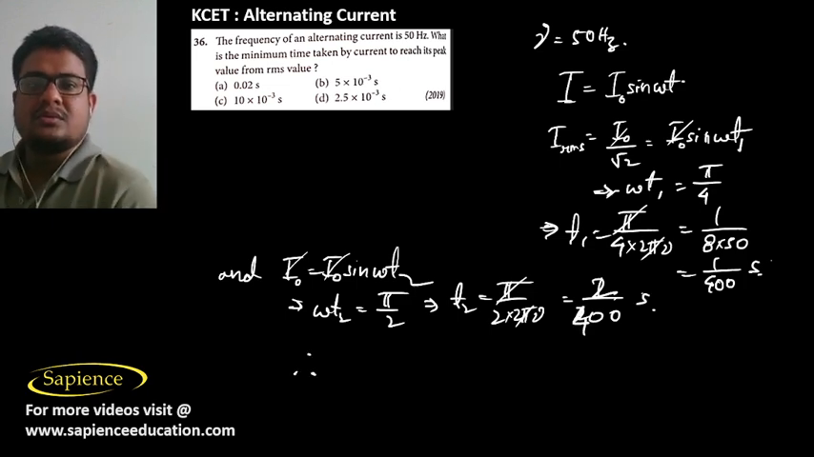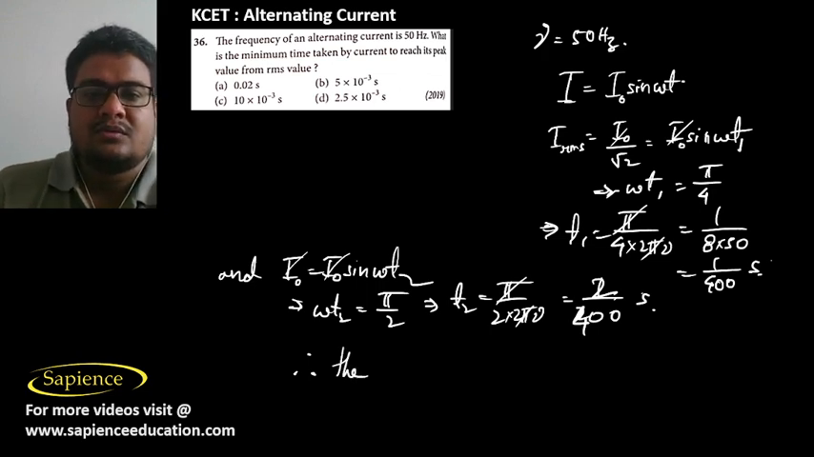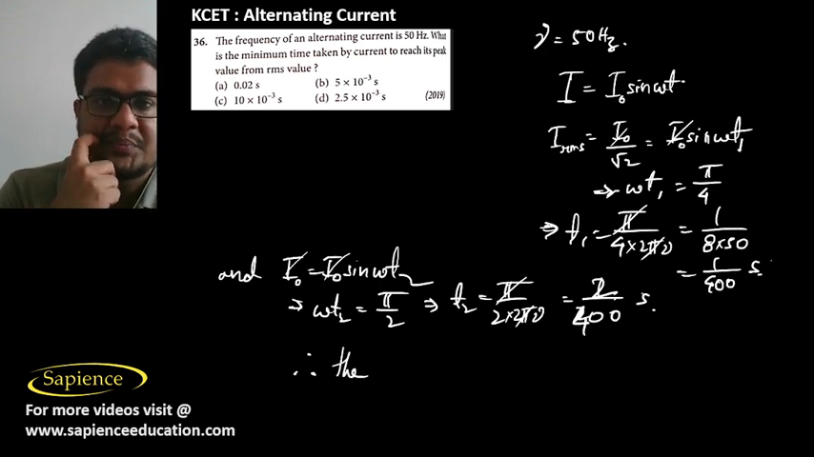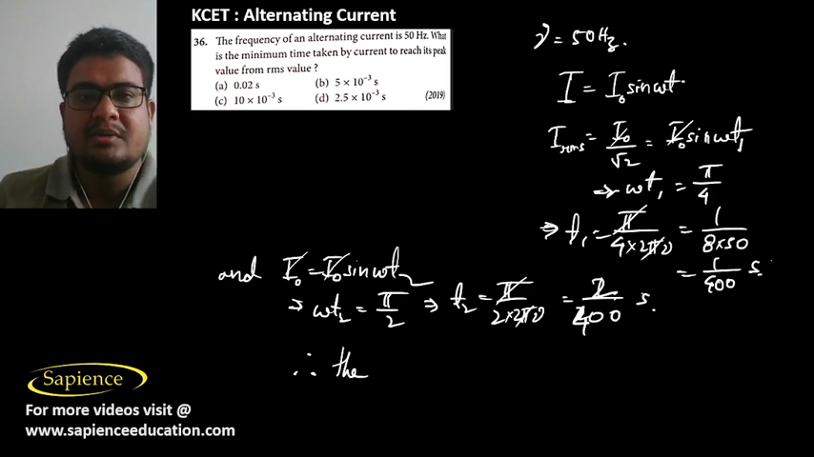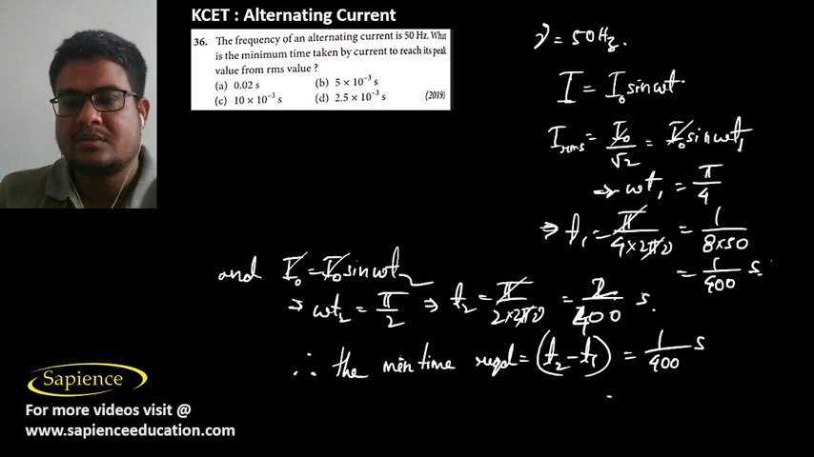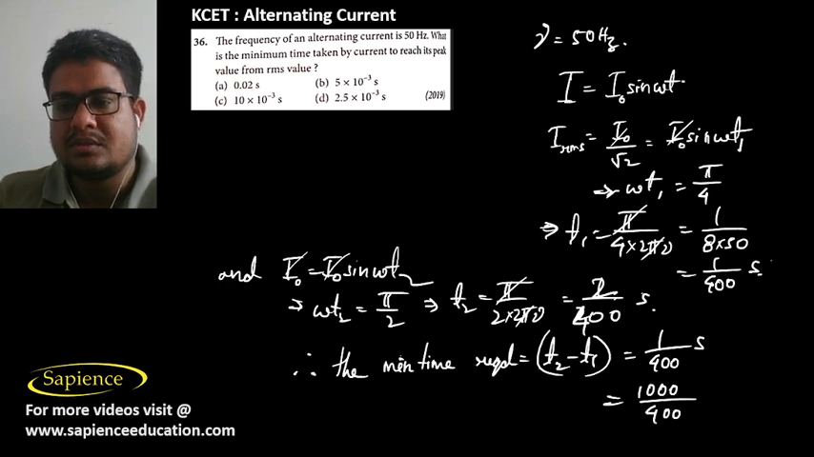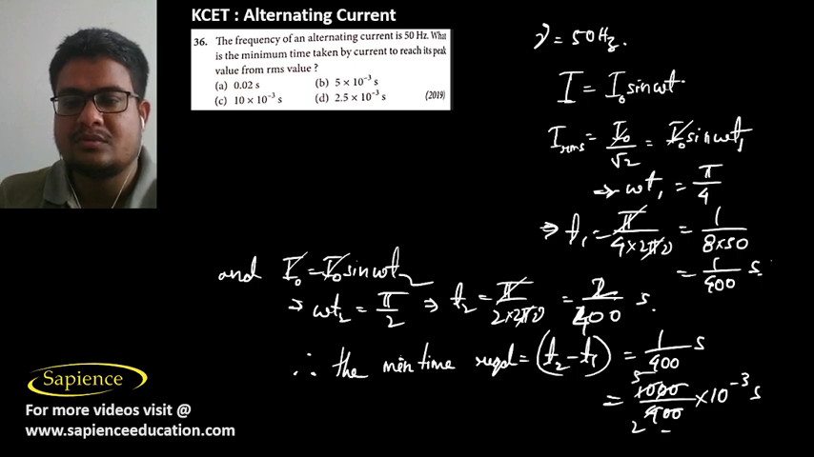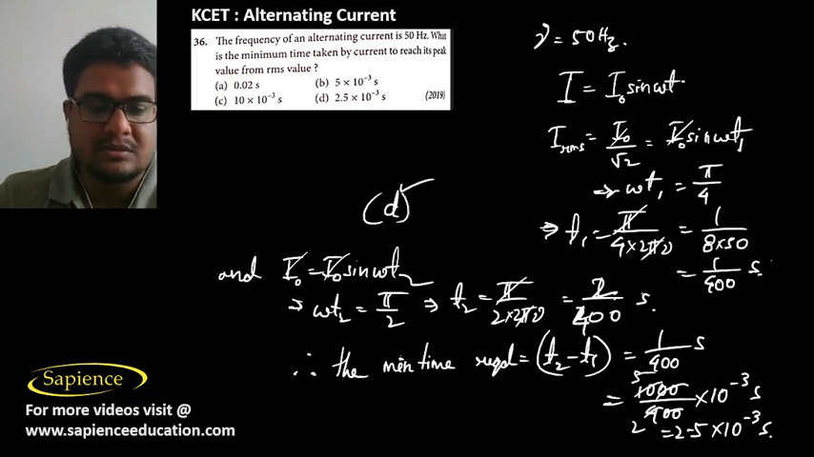Therefore the minimum time taken by the current to reach its peak, that is the minimum time required, will be equal to T2 minus T1, equal to 1 by 400 seconds. This we can write as 1000 by 400 into 10 power minus 4 seconds. So this will be 2.5 into 10 power minus 3. Option D is the correct one.